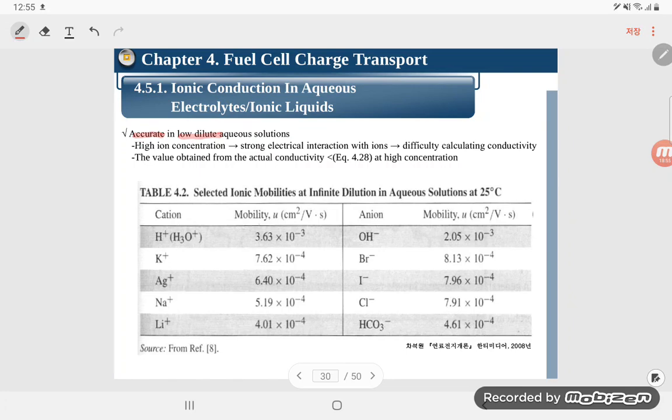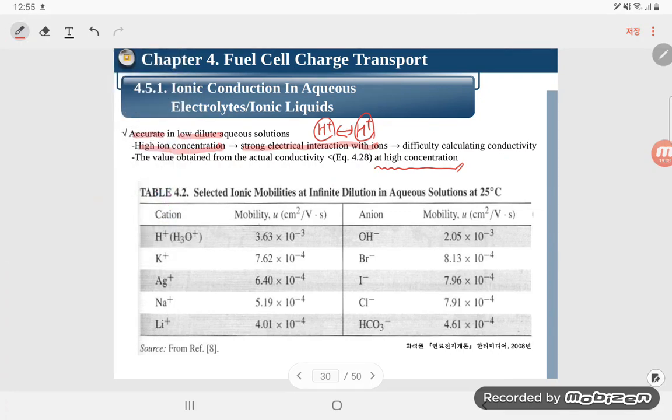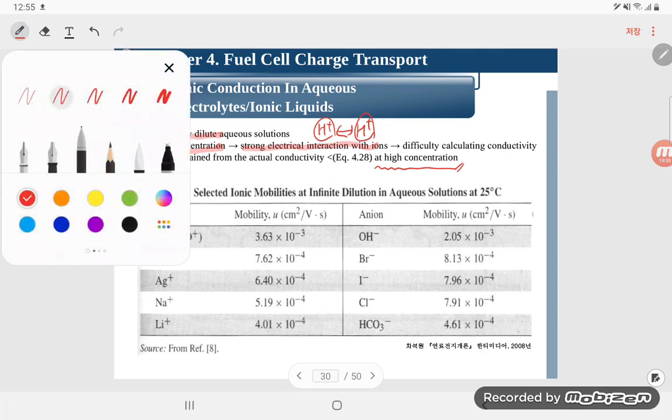If it is at high ion concentration, there is strong electrical interaction between ions, because they have a repulsion force between them, right? This makes it difficult to calculate the conductivity, and the actual conductivity is lower at high concentration. So remember this mobility assumes a low dilute aqueous solution.